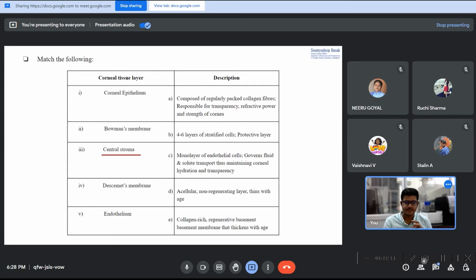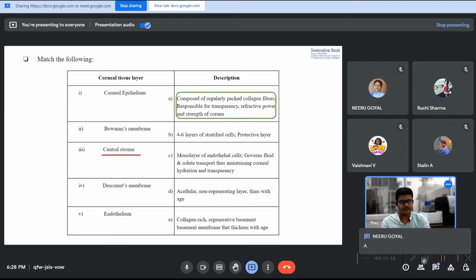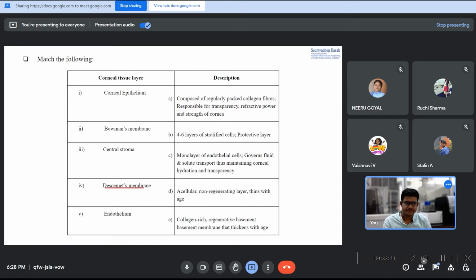The stroma has regularly arranged collagen fibers, and that gives the transparency. Right? This is the central stroma. Okay. Then we have Descemet's membrane. What you talked about, that thickens with age. Okay. Next is endothelium. All the options left, that is one layer of endothelial cells.